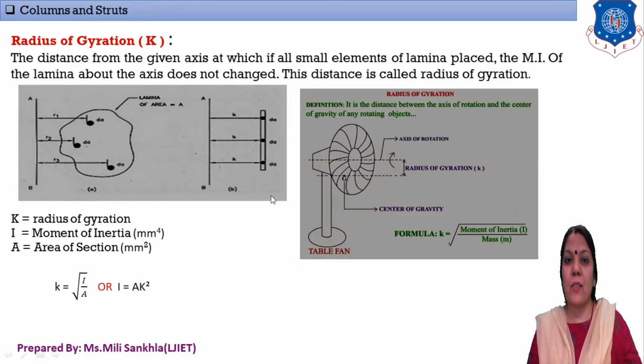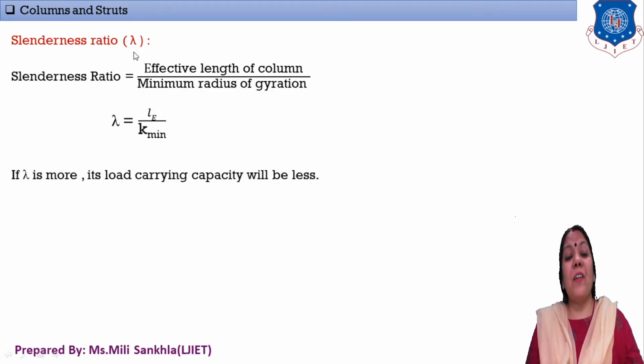Now we discuss next, slenderness ratio. The notation of slenderness ratio is lambda. In simple words, slenderness ratio is the ratio of effective length to minimum radius of gyration.